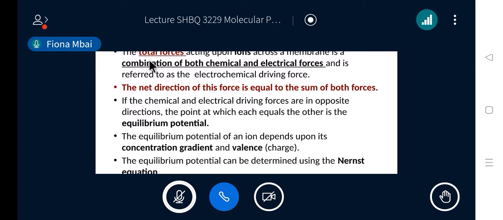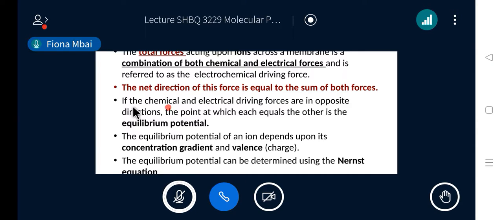So we talked about the combination, the electrical and the chemical combined, called the electrochemical driving force. And this, of course, as the name suggests, is the total forces acting upon ions across the membrane, a combination of both chemical and electrical forces, and is referred to as the electrochemical driving force. The net direction of this force is equal to the sum of both forces. So it's equal to the sum of electrical and also the chemical.